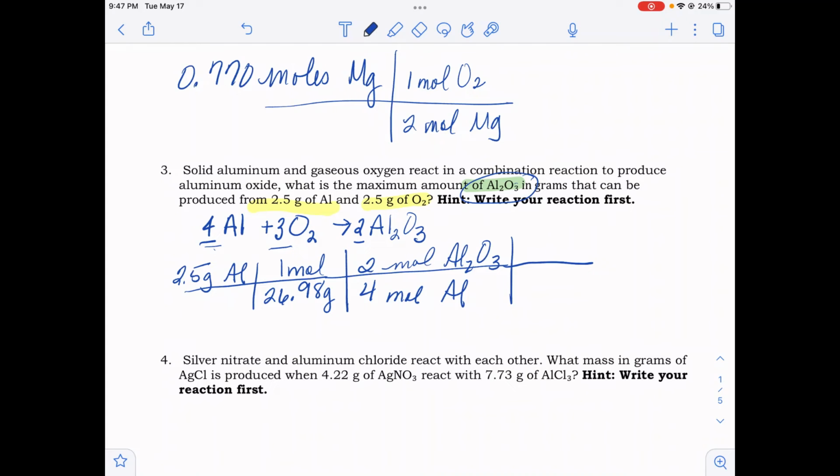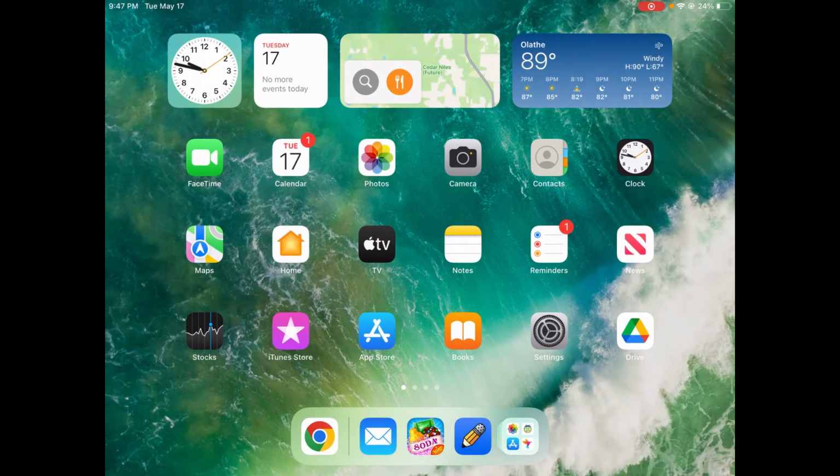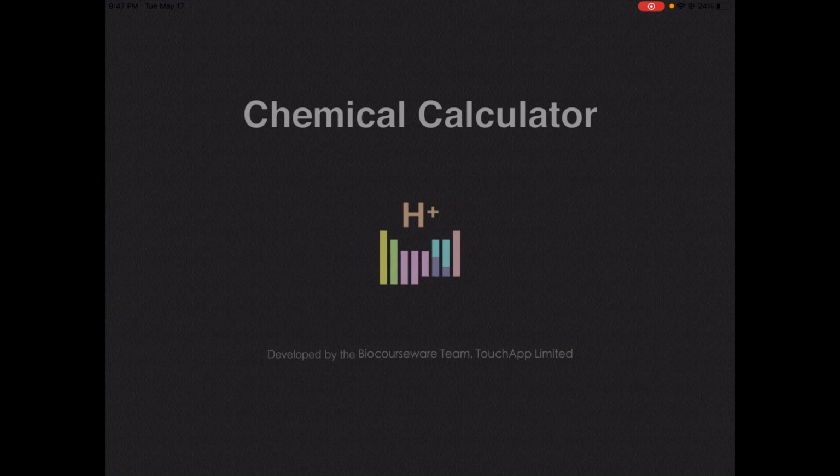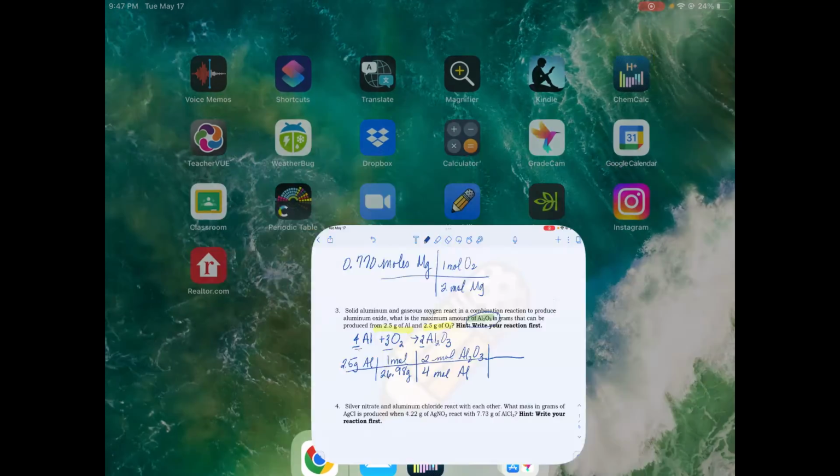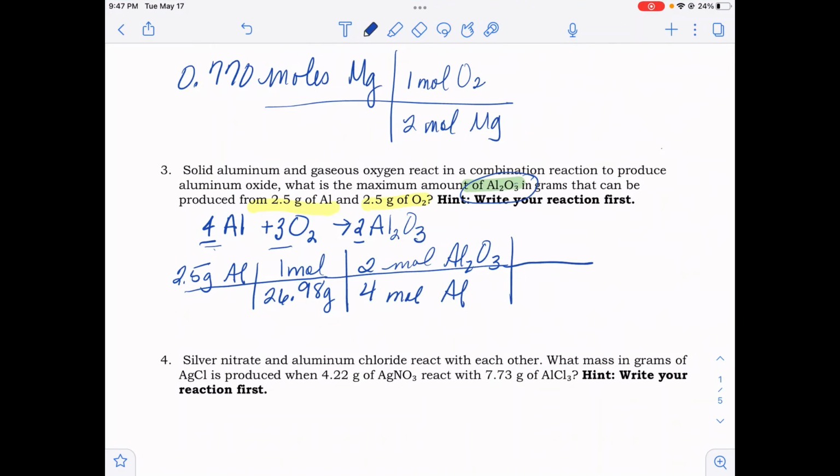Well, 2 aluminums would be, let's just do it this way. Al2O3 is 101.96. The next one we're going to do, we're going to solve for aluminum oxide again, but this time we're going to start with 2.5 grams of oxygen.